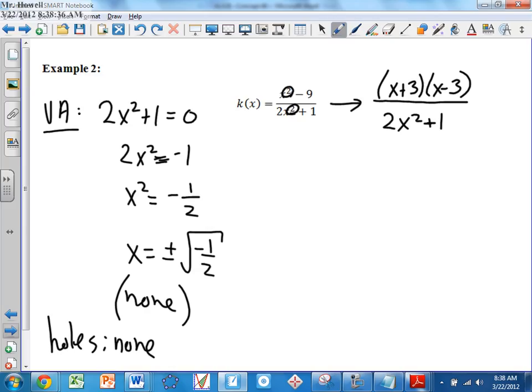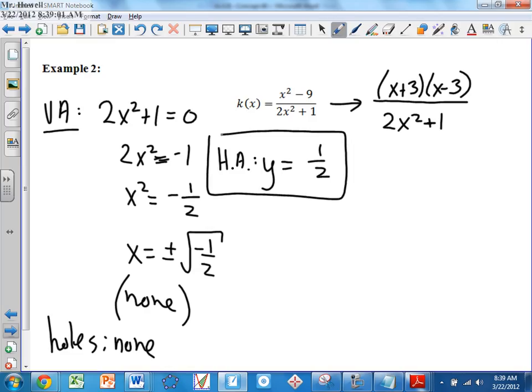Don't want to say slant. It's not slant. Slant's when the top is greater than the bottom, and you have to use division. This is a horizontal asymptote. It's always the leading coefficient of the numerator over the leading coefficient of the denominator. 1 over 2, so 1/2. Again, my horizontal asymptote, whenever the degrees are equal, is the leading coefficient of the numerator, which happens to be 1, over the leading coefficient of the denominator, which happens to be 2.